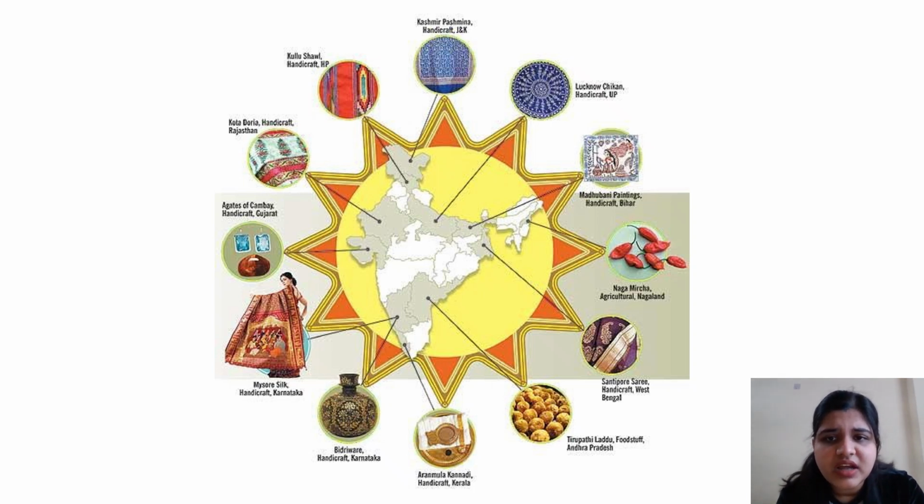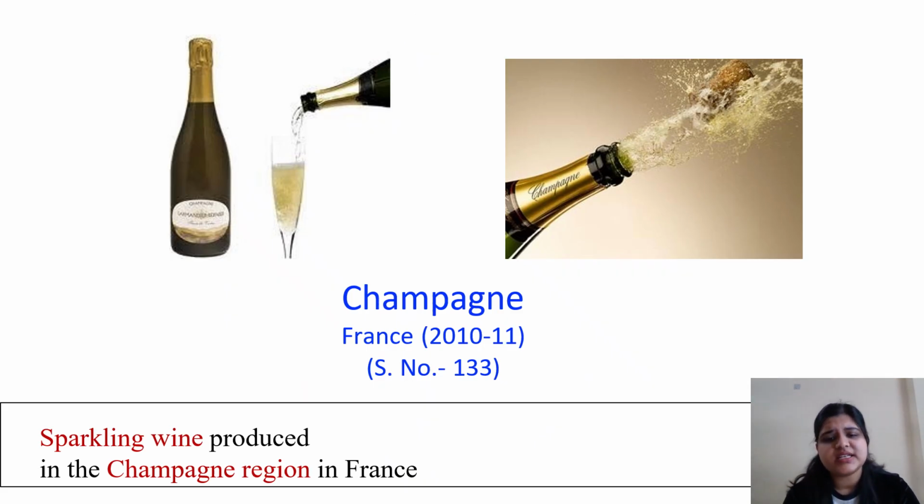Here we have Lucknow chikan, which is a handicraft good from Uttar Pradesh. We have Naga mircha, which is an agricultural good from Nagaland. We have Tirupati laddu, which is a foodstuff from Andhra Pradesh. We have Mysore silk from Karnataka, and so on. Now we will look into some international examples of geographical indication.